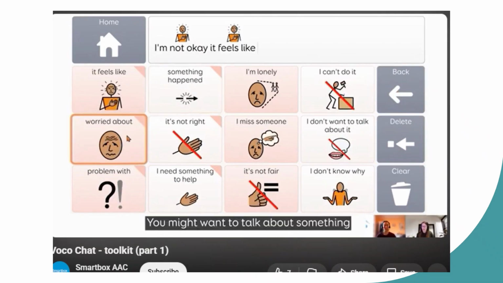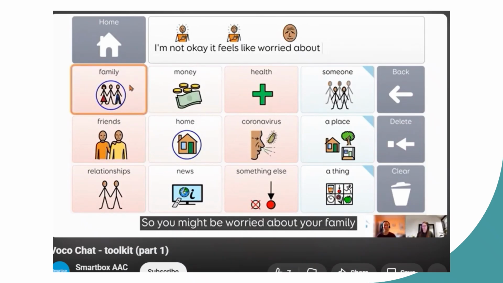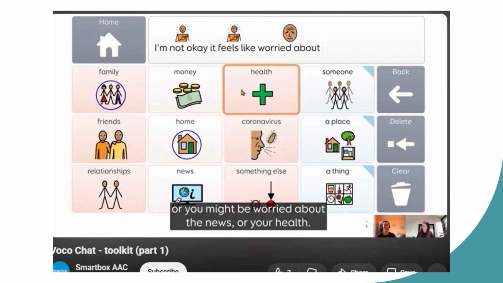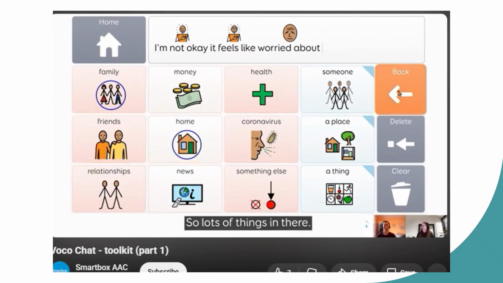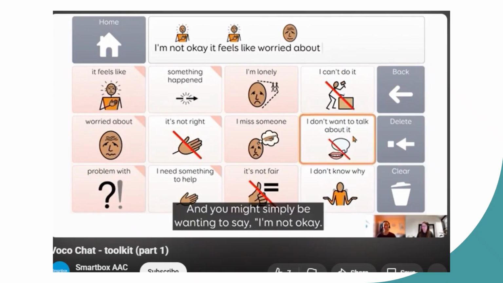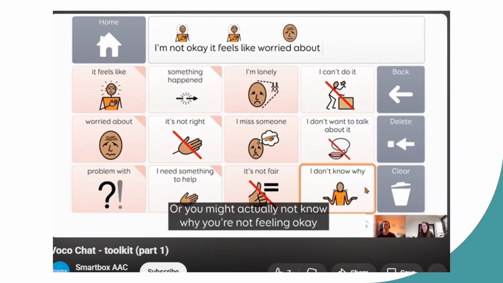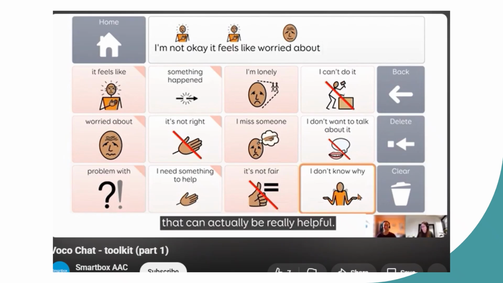You might want to talk about something that you're worried about. So you might be worried about your family, or you might be worried about the news or your health. So lots of things in there. And you might simply want to say, I'm not okay, I don't want to talk about it, but you just want someone to know that you're not feeling okay. Or you might not know why you're not feeling okay, but simply by telling someone you don't feel okay, that can actually be really helpful.